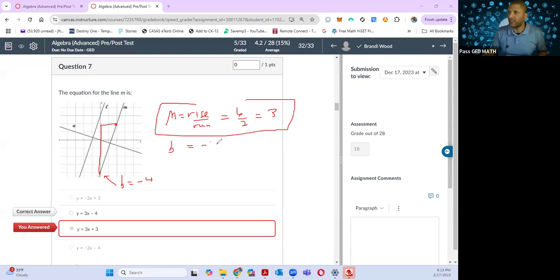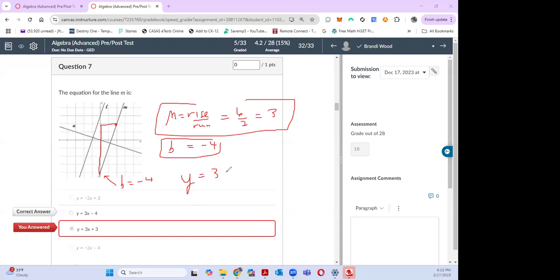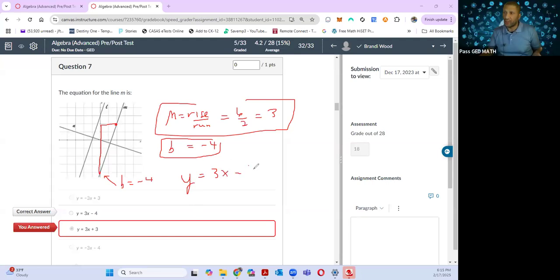Our y-intercept is -4. And we should all know from slope-intercept form that our equation is y = mx + b. Our slope is 3, so instead of mx, we're going to put 3x, and then our y-intercept is -4. So our equation of the line is y = 3x - 4.